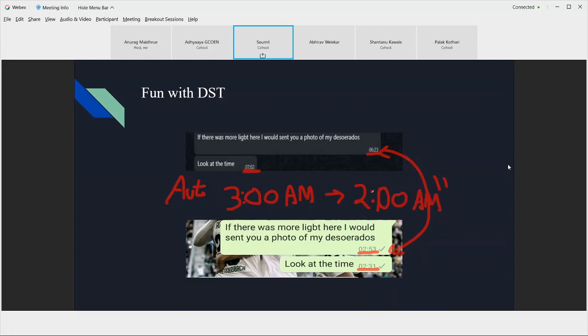So at the point where it should have been 3 a.m., it actually became 2 a.m. And after 31 minutes, he sent the second message. That is the reason why you can see he sent the second message at an earlier time. So that was the reason why he said, look at the time. I did not understand, because for me it was totally normal, but for him it was not normal. And yeah, this was a fun conversation I had with him.